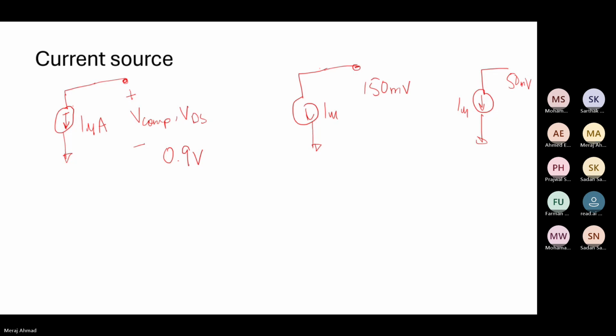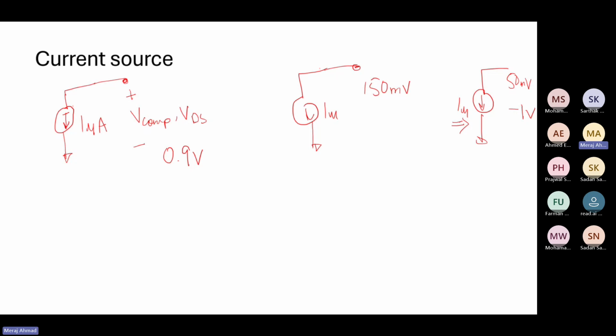Anyone? If we are meeting the compliance, then we should. Yeah, if it is ideal, it doesn't matter, right? Yes. So even for 50, if you take it to minus 1 volt, this current source will be able to provide 1 microamp current. But when we go to design a current source with transistors, this doesn't work. So you need some compliance.